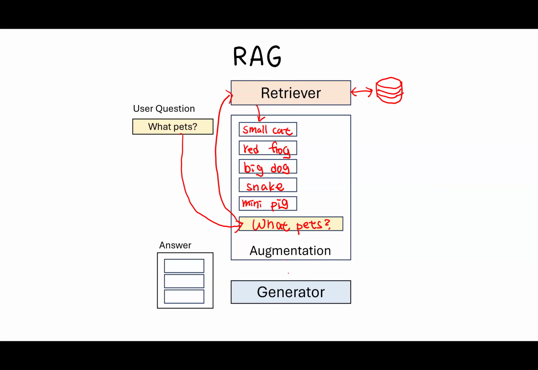Then we could send the whole thing to the generator, and the generator could answer the question based on this augmented query. For instance, the generator might say, oh, dog and cat and maybe bird are good examples of pets. So this is RAG. We have R, retriever, A for augmentation, and G for generation. That's what RAG is.